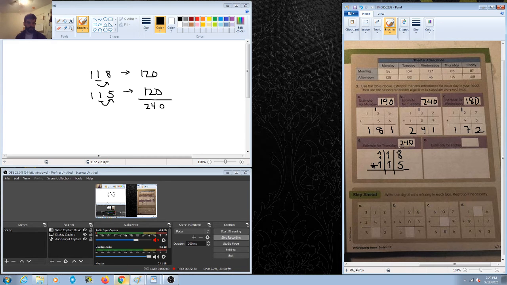Okay. So 8 plus 5 is going to be 13. So again, we drop the 3 because that's the ones place of 13. Carry the 1 because that 1 represents the 10 place of 13, but now it's in its own place value. And then 1 plus 1 is 2, plus 1 is 3. We don't have to carry anything over, and then 1 plus 1 is 2. So it's 233, which is very close to our estimate of 240.